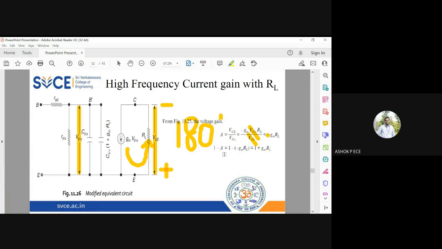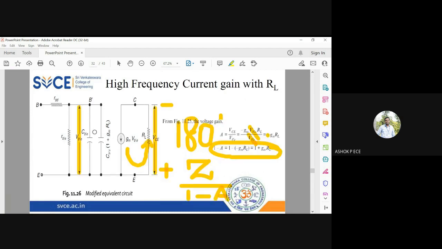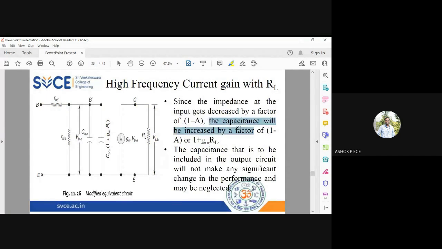So 1 minus A is going to be 1 minus of minus gm RL, so you get 1 plus gm RL. Why are we finding this 1 minus A? Because at the input side, if you apply Miller's theorem, you will get Z by 1 minus A, where Z is the capacitance, 1 by j omega C. So 1 by j omega C is divided by 1 plus gm RL. When you simplify at the input side, the capacitance will be multiplied by 1 plus gm RL. So you will get CB'C into 1 plus gm RL.